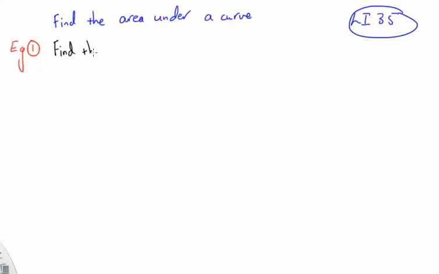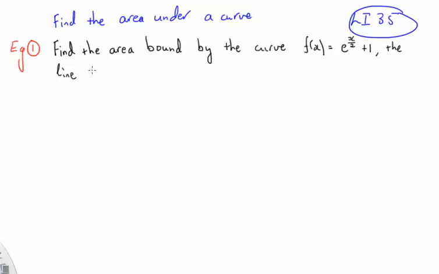It might say, find the area bound, I love the word bound, by the curve f of x equals e to the power of x on 2 plus 1, the line x equals 1 and the line x equals 4 and the x-axis. Find the area bound by the curve f of x equals e to the power of x on 2 plus 1, the line x equals 1 and the line x equals 4, and the x-axis.